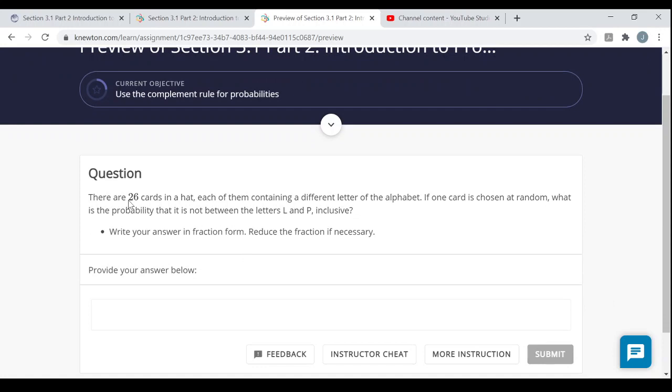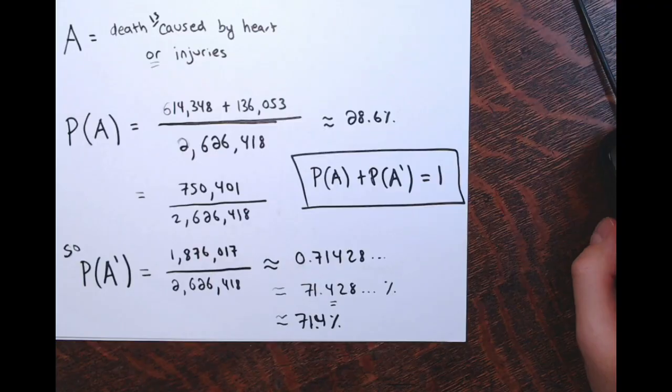So here there are 26 cards in a hat, each of them containing a different letter of the alphabet. If one card is chosen at random, what is the probability that it is not between the letters L and P inclusive? All right. So this time I'll go to some paper. I'll blow it up. I'll make this one a little bigger.